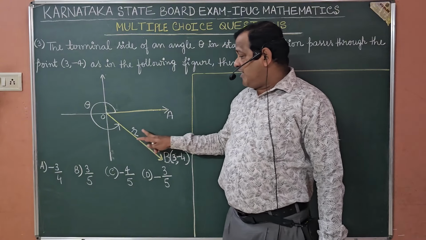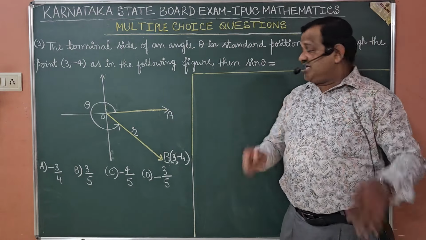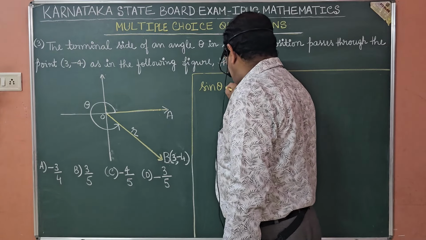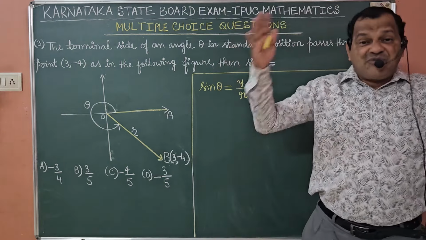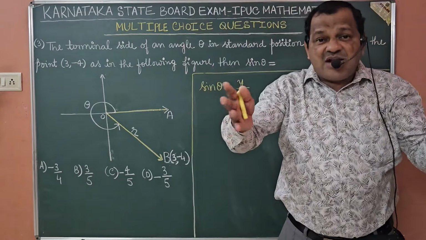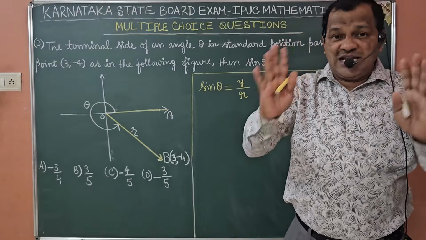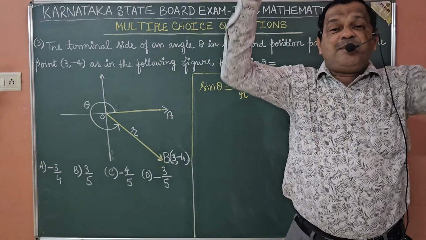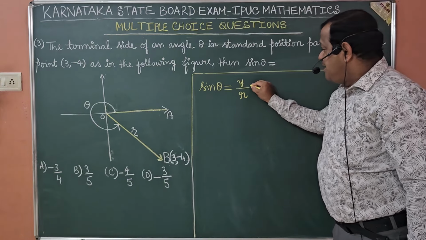They are asking to find the value of sine theta. So sine theta, we may start like this. The definition of sine theta is y by r, or roughly speaking, to help you understand better, I say just in words orally, I don't write on the board: sine theta is opposite divided by hypotenuse. So here r is very clearly it can be obtained.